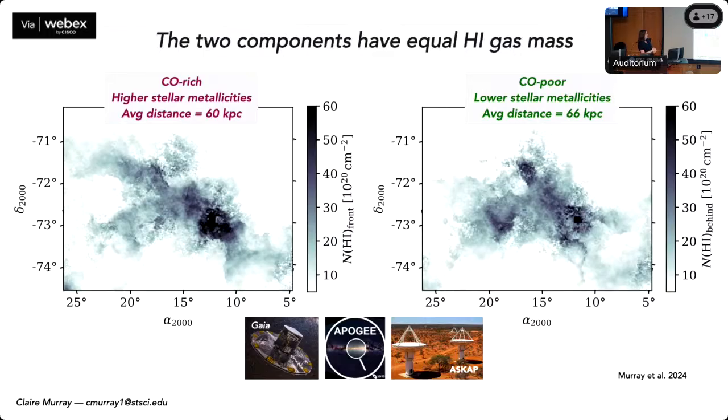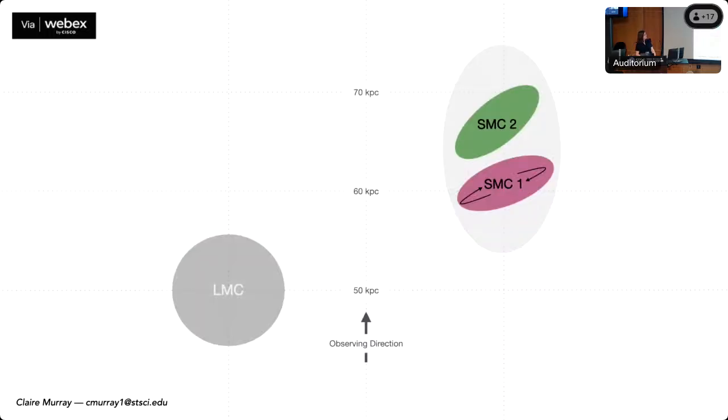And so I mentioned the model that we ran in order to estimate the properties of these structures, but didn't talk about it in too much detail. I'll show you what the results look like. So our new picture for the SMC is that it's not one single system, but two structures. They're separated by about 5 kiloparsecs along the line of sight, based on a very simple toy model that we wrote about in this paper.